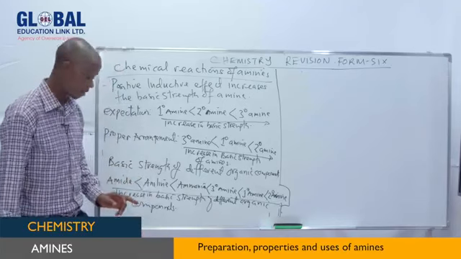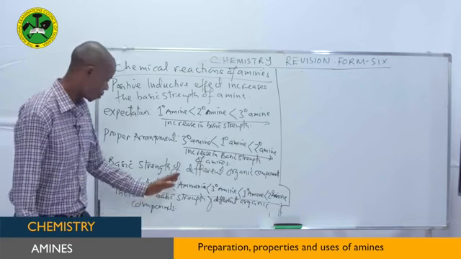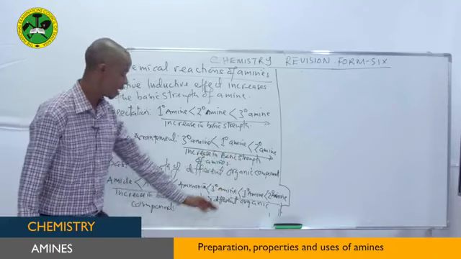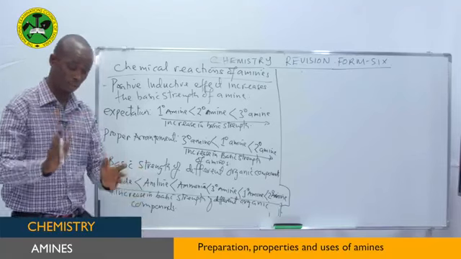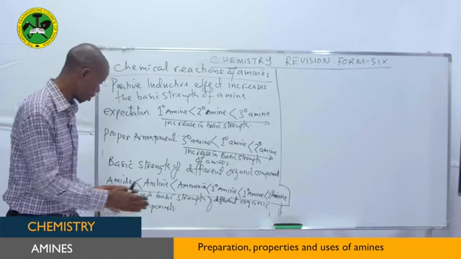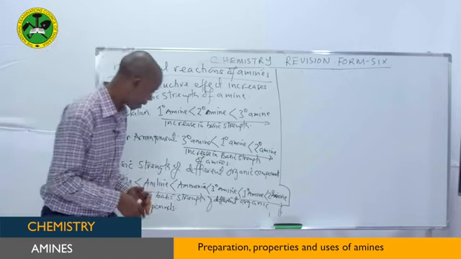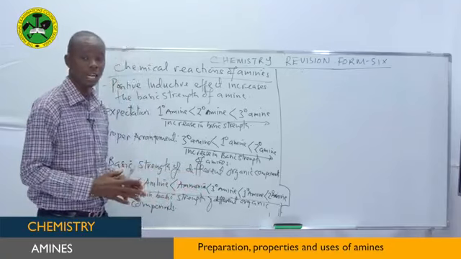And aniline. Why is aniline a weaker base as compared to ammonia, tertiary amine, primary amine, and secondary amine? Take a piece of paper and write those questions. I will come to explain to you as we are going to see some examples on how these ones are different from each other.